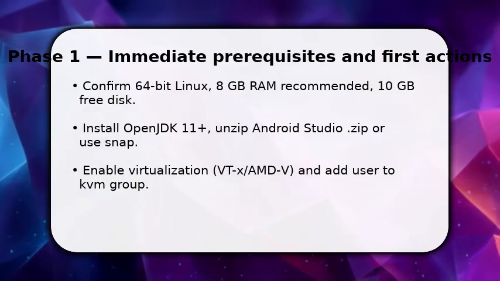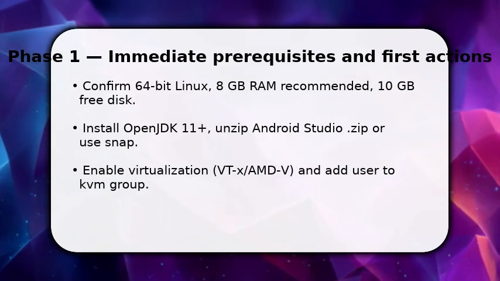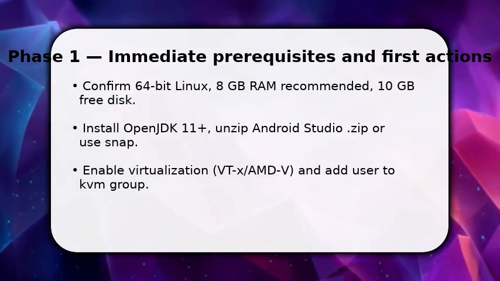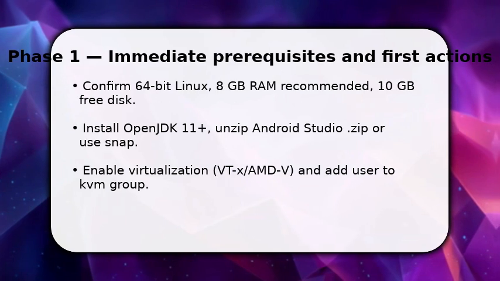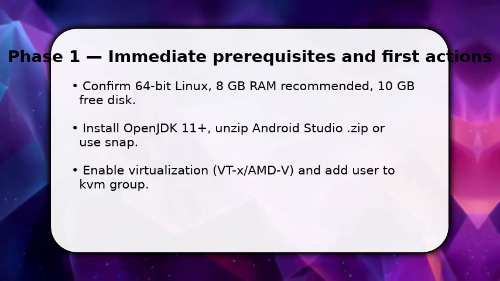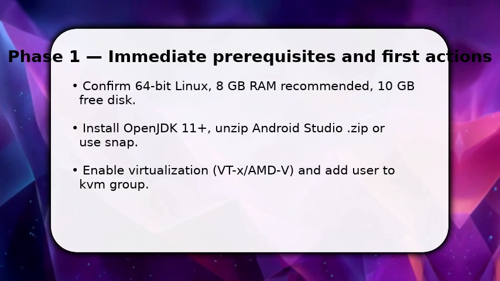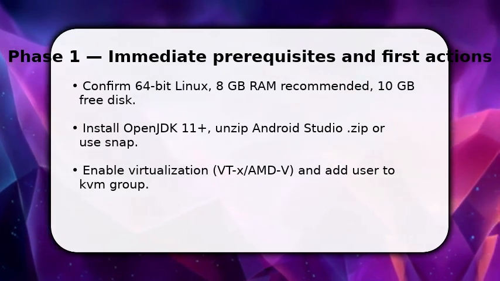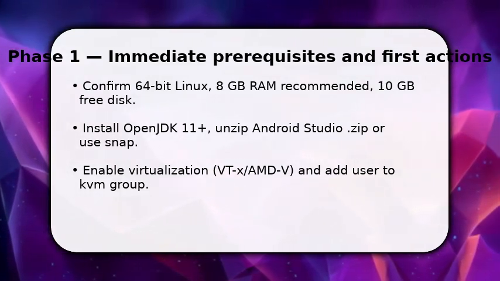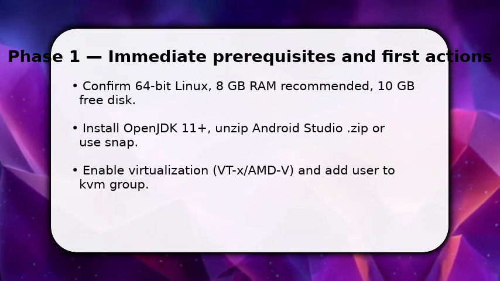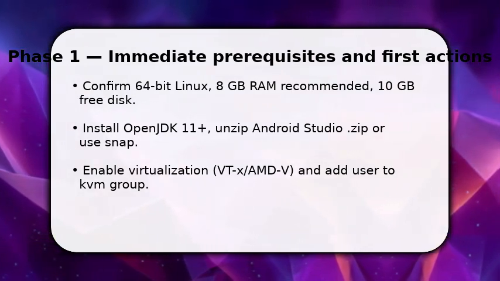You start by confirming the essentials: a 64-bit Linux system with 8 GB RAM and at least 10 GB free. Once confirmed, install OpenJDK 11 or newer because Android Studio needs a compatible JDK. Next, download and extract the Android Studio package or use Snap for a quick install.